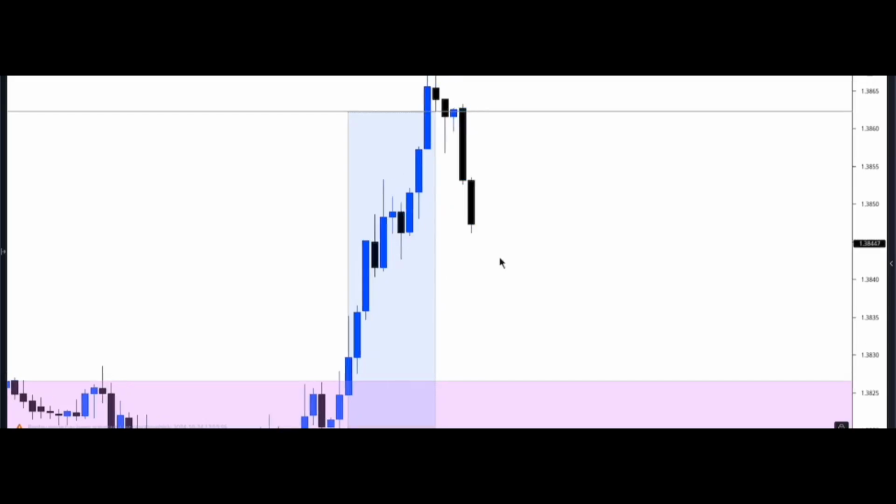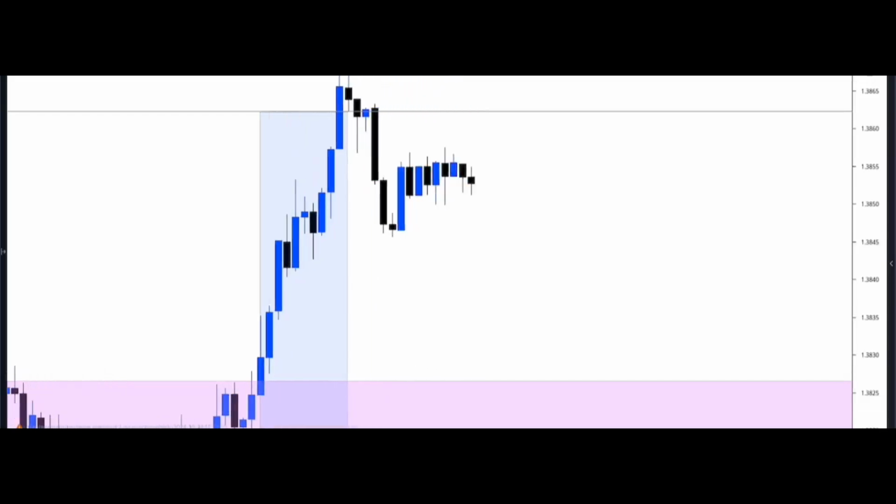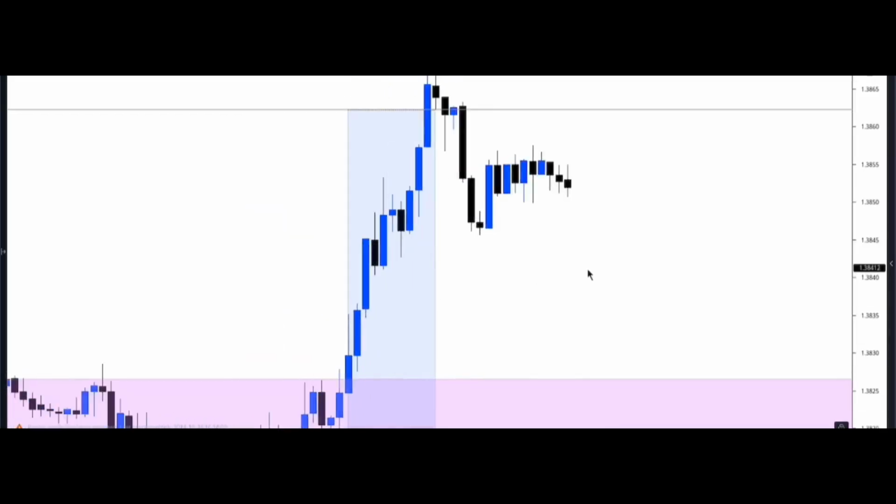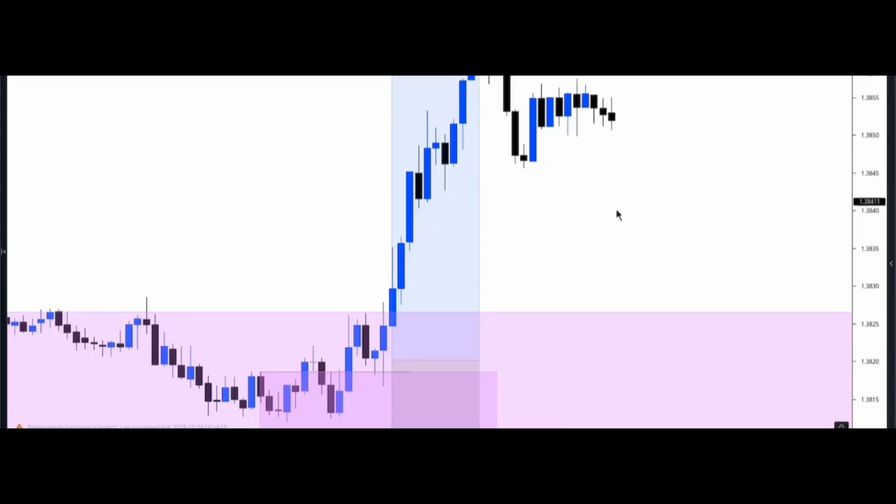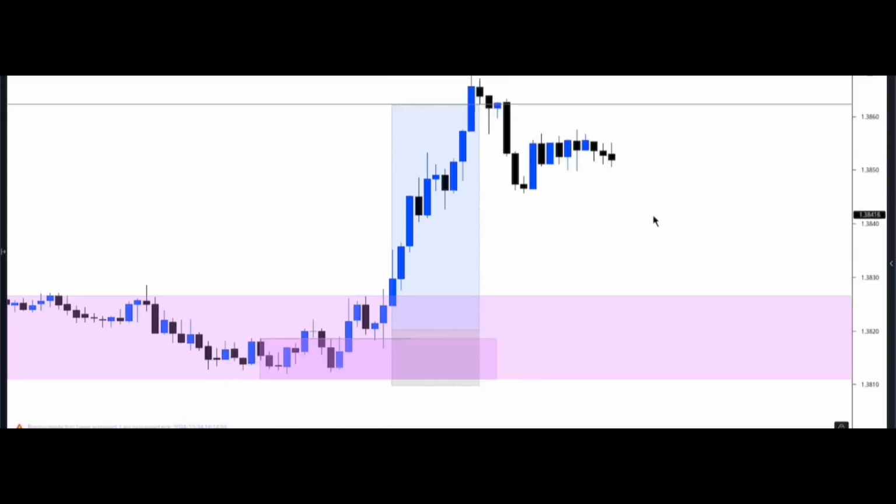Okay, boom. Can you see that? Straight to our target. Straight to our target. All right, simple trade setup. This is my signature trade setup. Every day I look forward to this kind of setup. Once I find it in the market, I go for it. I do not hesitate. Just don't take my word for it.